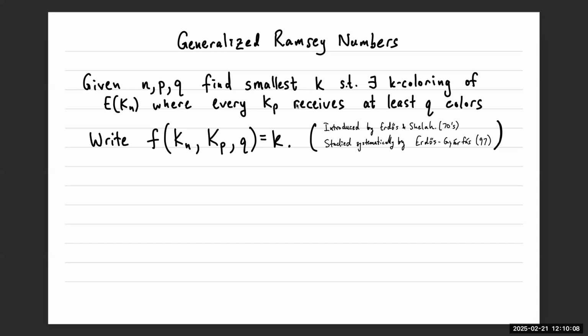Such that there exists a K coloring of the edges of Kn, where every Kp receives at least Q colors. Okay. So this version of it was, you know what, later I'm going to generalize it even more, where this is a G and this is an H. And I almost feel like, because there's fewer symbols, fewer numbers floating around, maybe it's easier to understand.